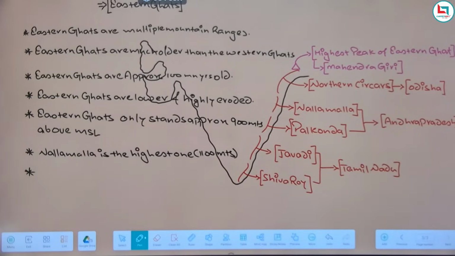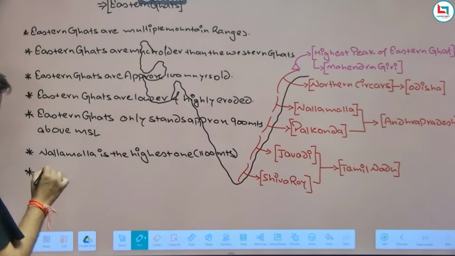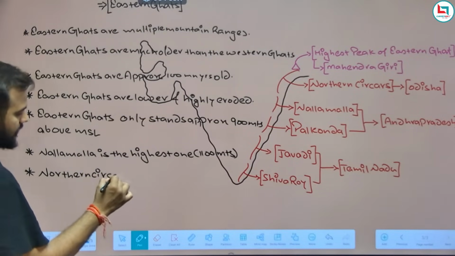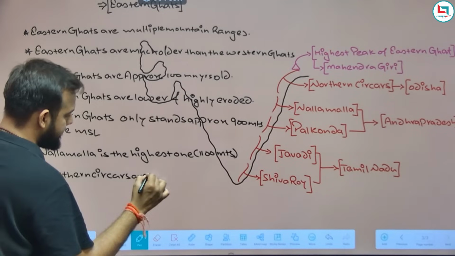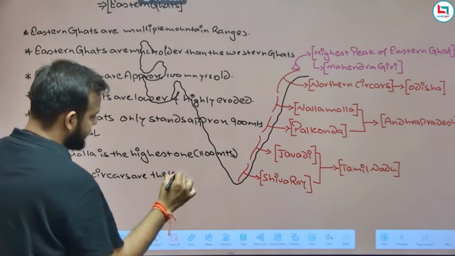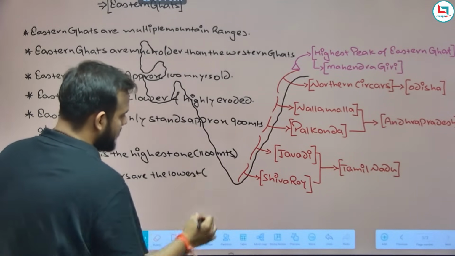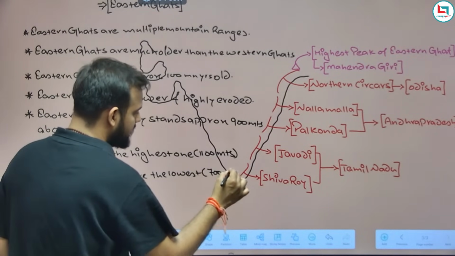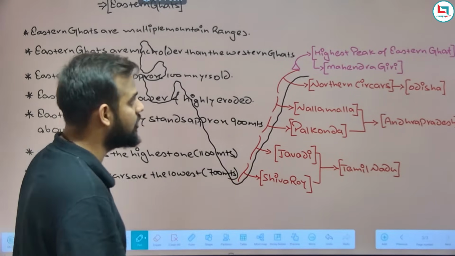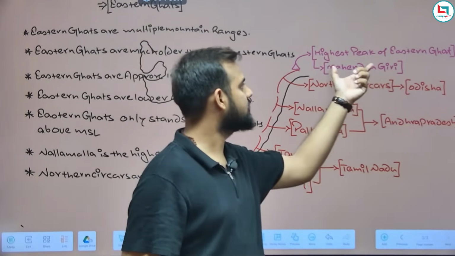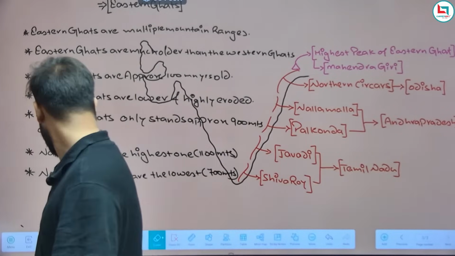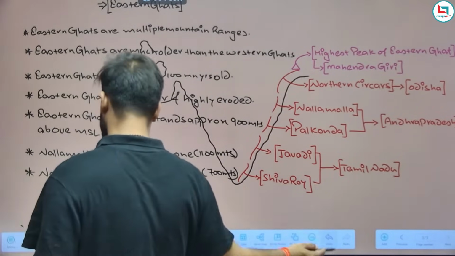And next thing is that Northern Sarkars are the lowest. Their average altitude is around 700 meters. And remember, the highest peak of Eastern Ghat is present in Northern Sarkars, and it is known as Mahendragiri.